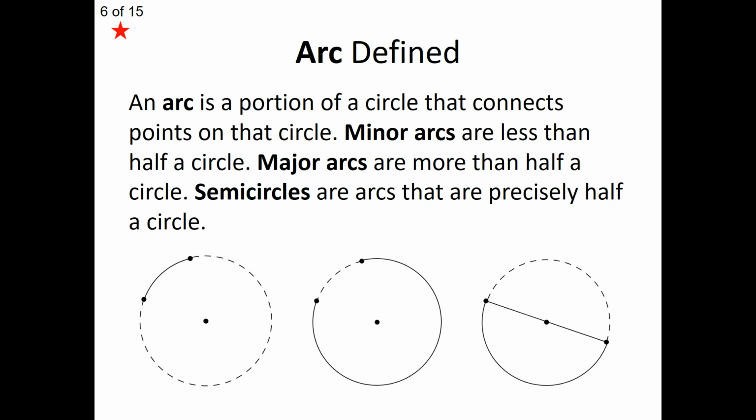The second diagram is actually one of a major arc. Major arcs are more than half a circle. And that's just if we were to travel the other direction around the circle from one point to the other, we would then form a major arc.